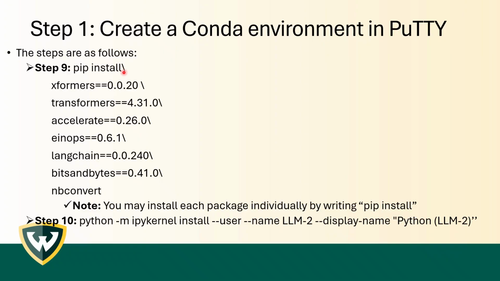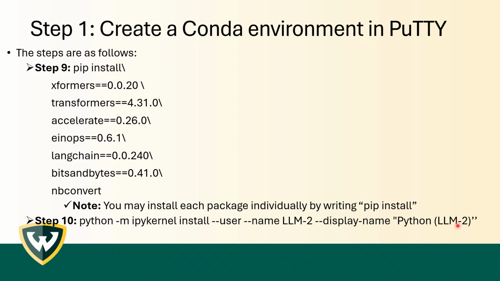In addition, we need to install the following packages, which are Xformers, Transformers, Accelerate, Einops, LangChain, bitsandbytes, and libconvert in order to be able to run Llama2 on the grid using GPUs. And here we should note that the version of these packages might be updated, and you may install each package individually by writing pip install. And the last step involves naming the kernel, which will be in our case Python LLM2.